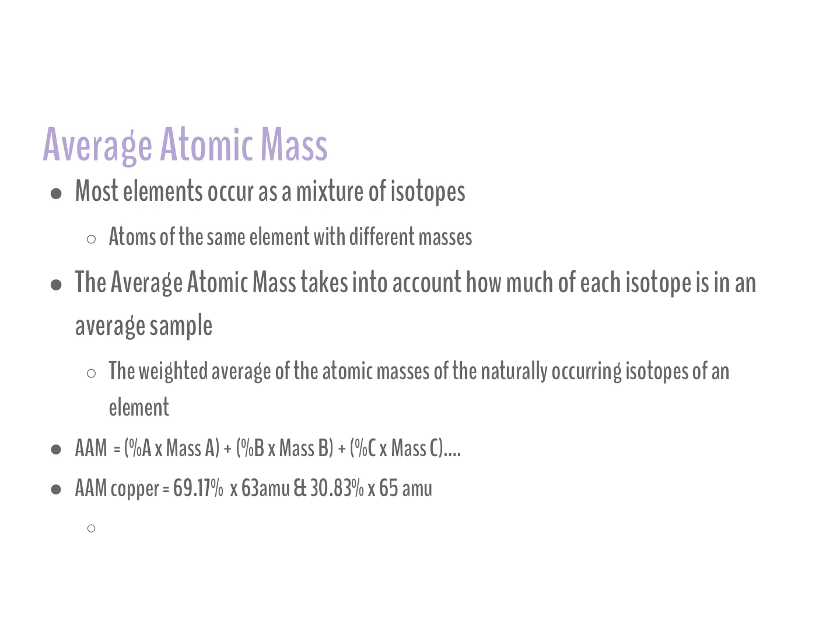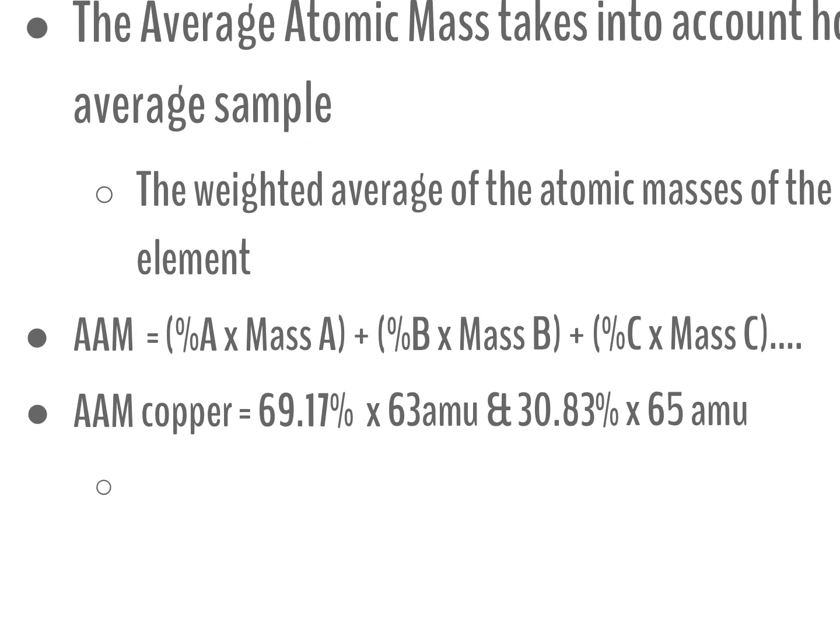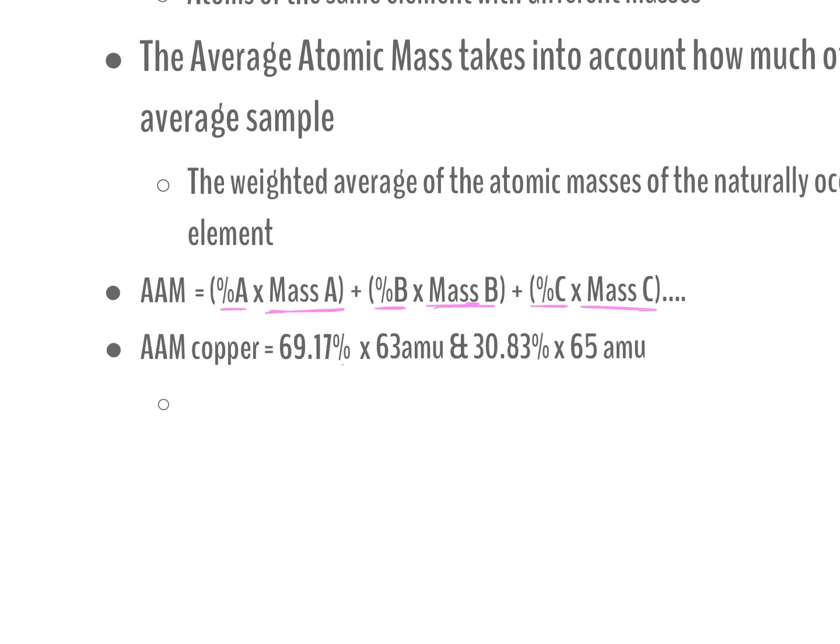And so we take this formula right down here, and we say that the percentage occurrence of some isotope A times its mass, plus the percentage occurrence of some isotope B times its mass, plus the percentage occurrence of some isotope C times its mass. Okay, and we do a weighted average of all of those things. Okay, so again, I have an example down here on the bottom.